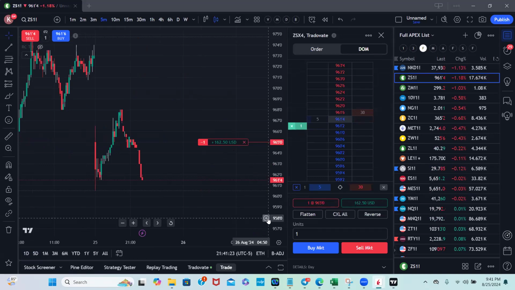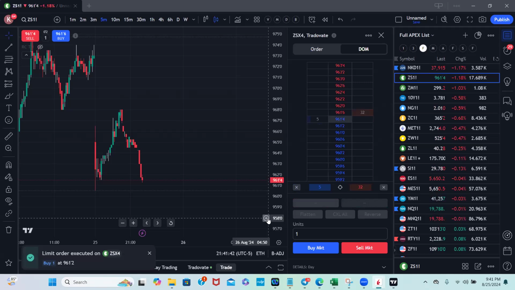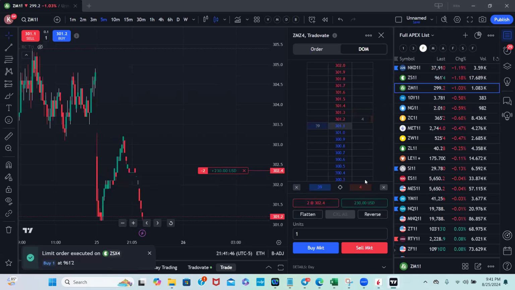Are you connected with the TradeAway account? If you don't have the data, you will not see the exact blocks like what I'm seeing. You should either connect to Apex or have real-time data with TradingView. Otherwise, you will not see the same buy order blocks and sell order blocks like what I'm seeing. So okay, I took profits on ZS. I'm also taking profit on ZM.